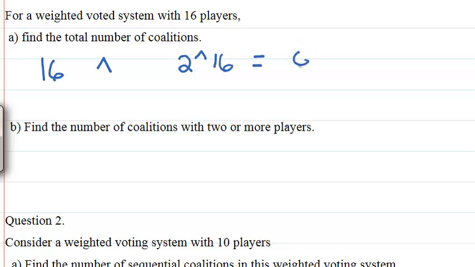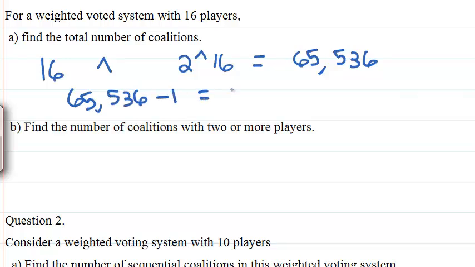equals 65,536 subsets. To find the number of coalitions, we just subtract 1. 65,536 minus 1 equals 65,535. B. Find the number of coalitions with 2 or more players.